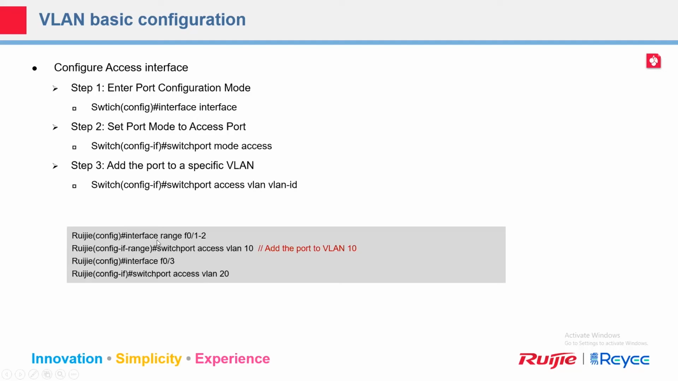This is the command: interface range, the multiple interface command. We will apply this command to 2 interfaces, the first one is F0/1 and the second one is F0/2. Both interfaces are changed to access mode and given the specific VLAN, VLAN 10. Pay attention. In this example, we skip the step 2, right? We don't change the port to access because the default mode of the switch is access mode. So we can directly assign the VLAN for the interface. For interface 3, we switch the VLAN to 20. So this is the configuration of access.